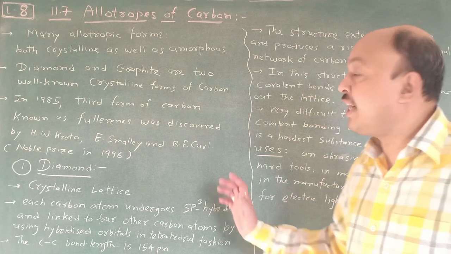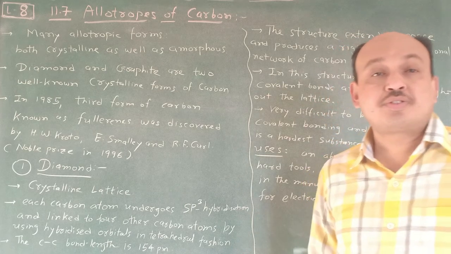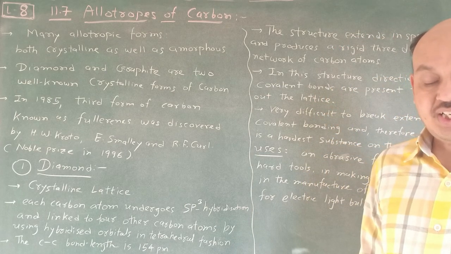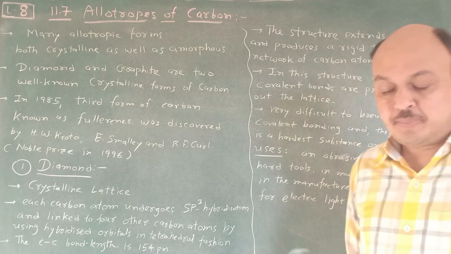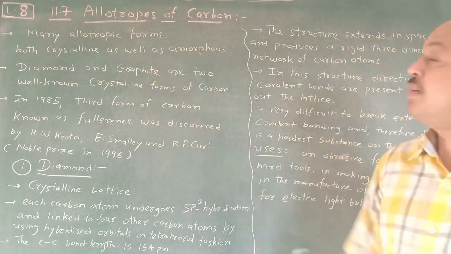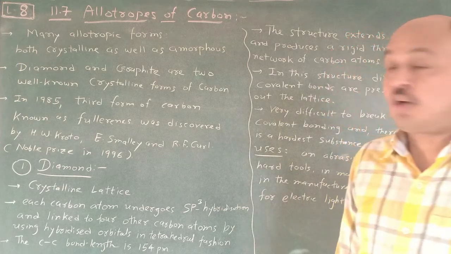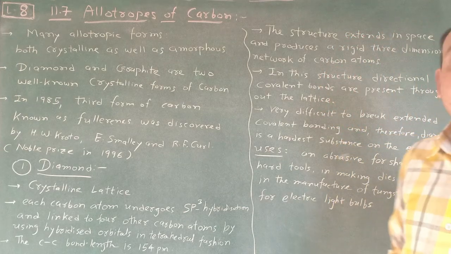Lead does not show any catenation property. Remember, lead does not show any catenation property. Due to the property of catenation and p-pi bond formation, carbon is able to give certain allotropic forms. So what is the meaning of allotropes?